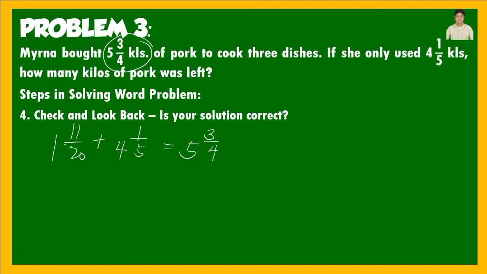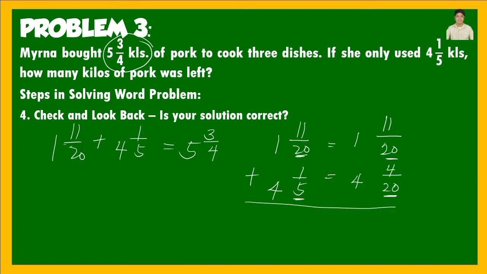So, yung solution niya, ganito siya. So, same process, kailangan natin kunin yung LCD, which is 20 pa rin. 20 divided by 20, we have 1 times 11, 11. Next, 20 divided by 5, we have 4 times 1, 4. Now, let's add. 1 plus 4, we have 5. 11 plus 4, we have 15 over 20.